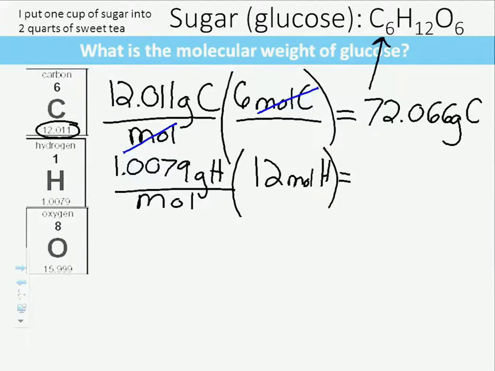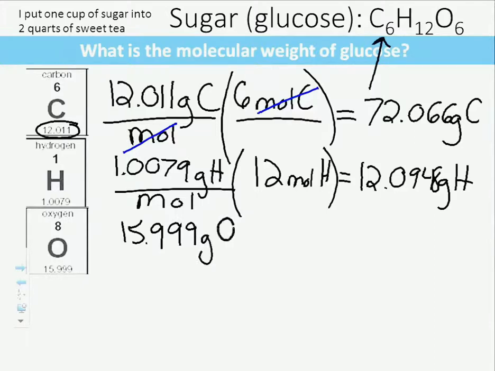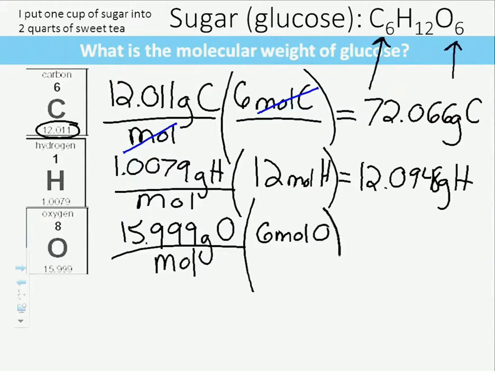That gives us a total of 1.0079 times 12, 12.0948 grams of hydrogen. And for oxygen, we have 15.999 grams of oxygen per mole times 6 moles of oxygen. So 15.999 times 6 gives us 95.994 grams coming from oxygen.